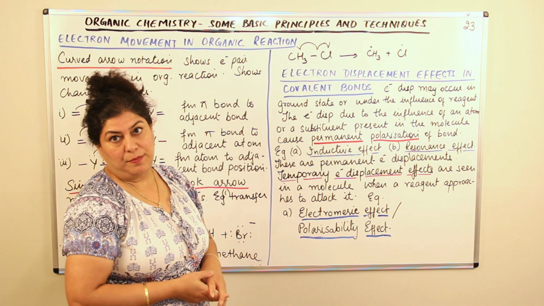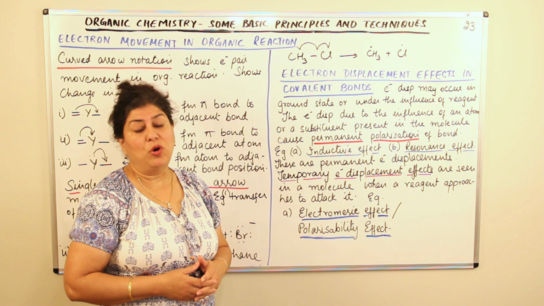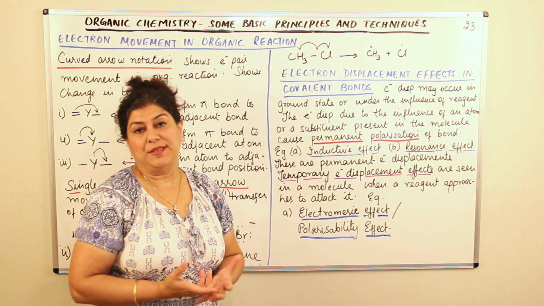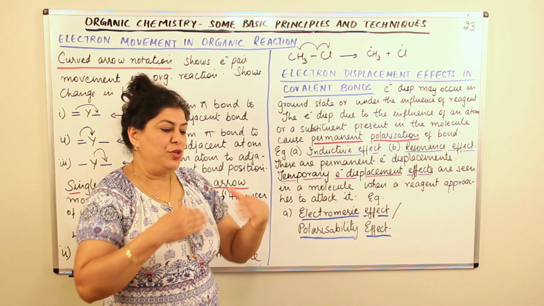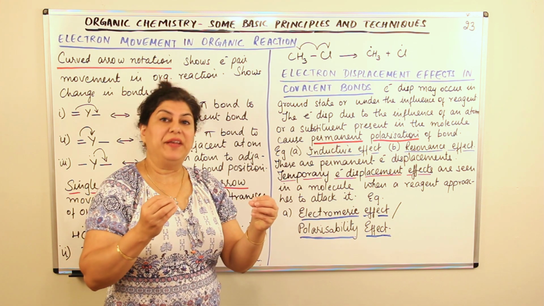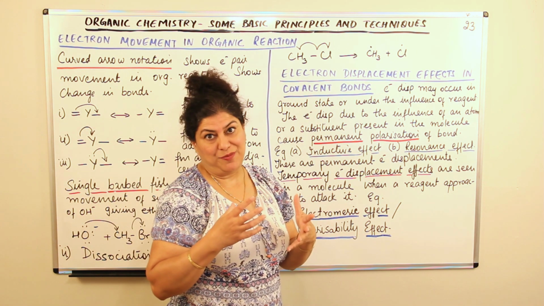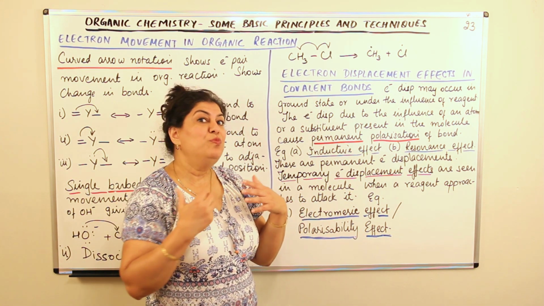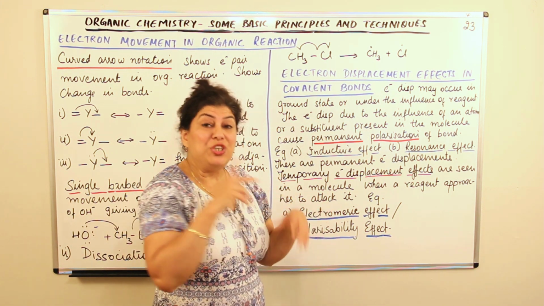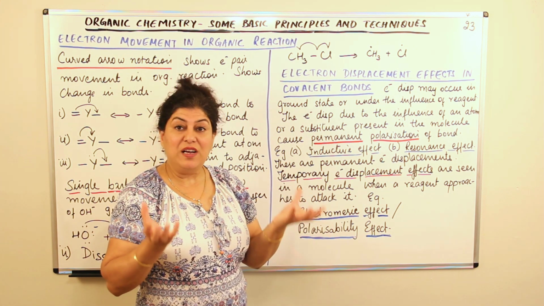Now come to the second part, the second subtopic: electron displacement effects in covalent bonds. When electrons displace, how does it affect the molecule? A covalent bond is formed by the sharing of one electron each, that is, sharing a pair of electrons between two atoms. And if these electrons move, it results in the movement of negative charge, which leads to a polarity in the molecule.